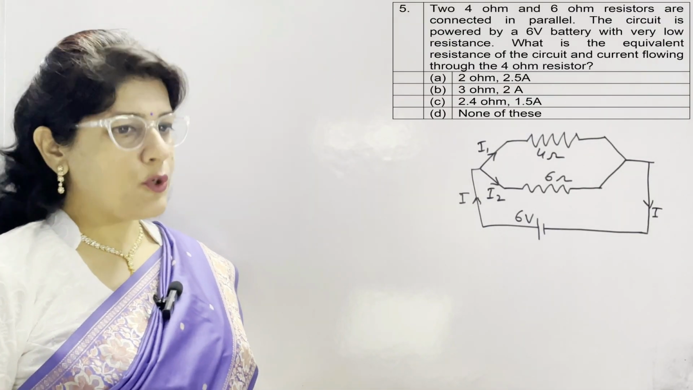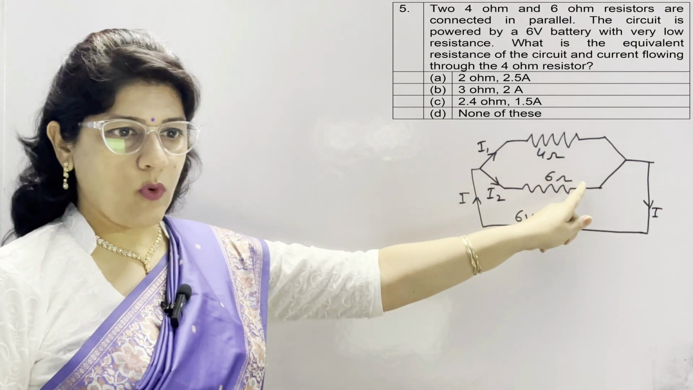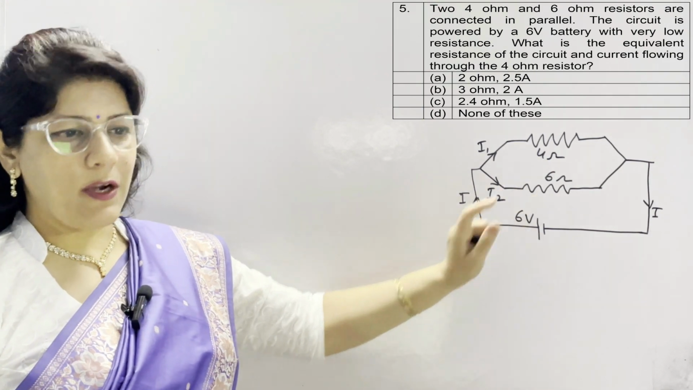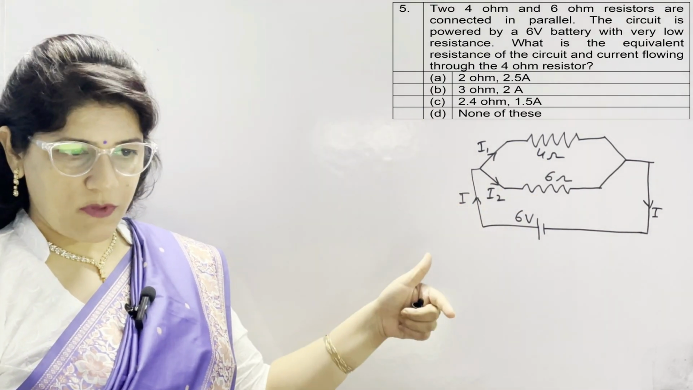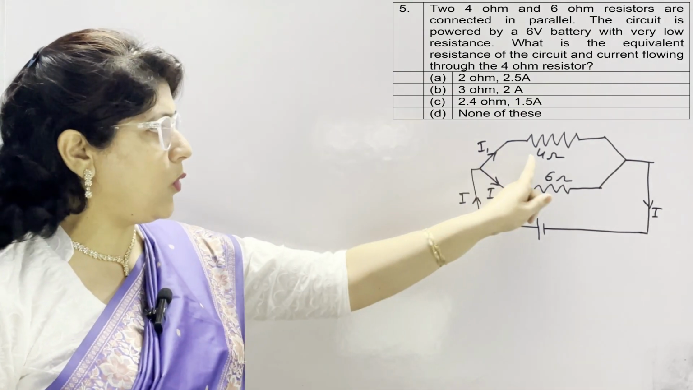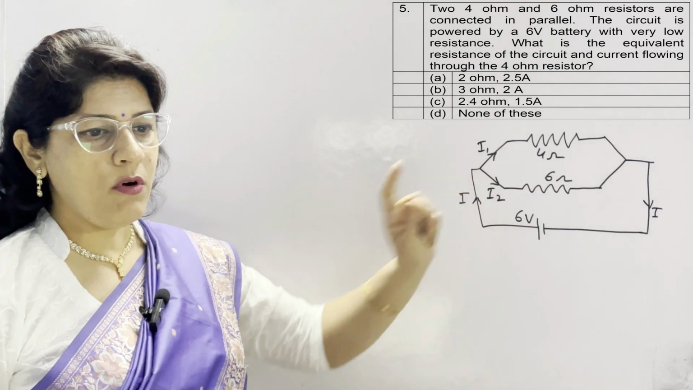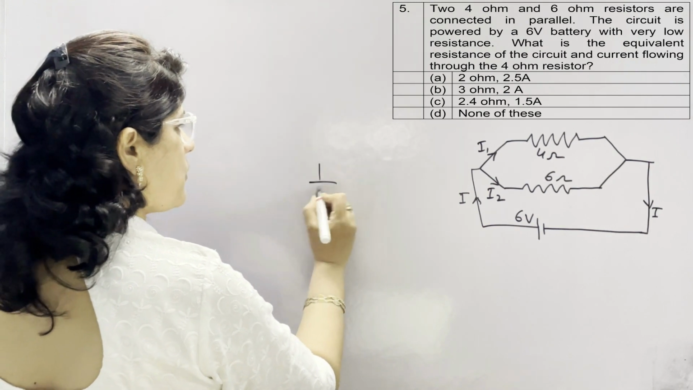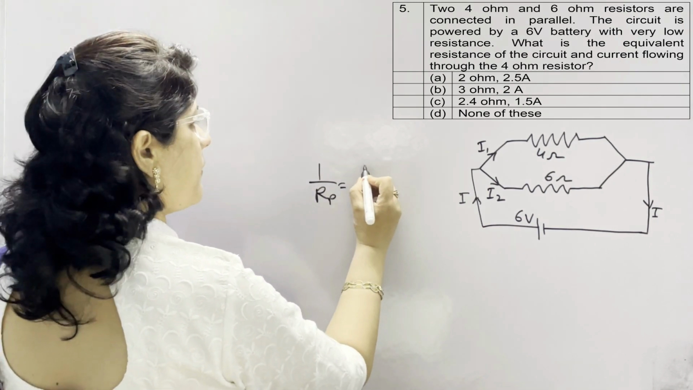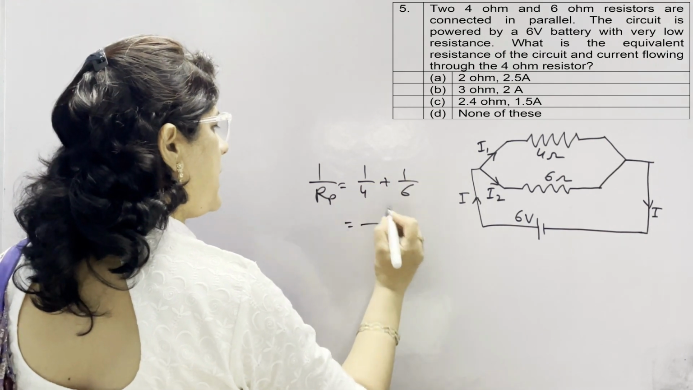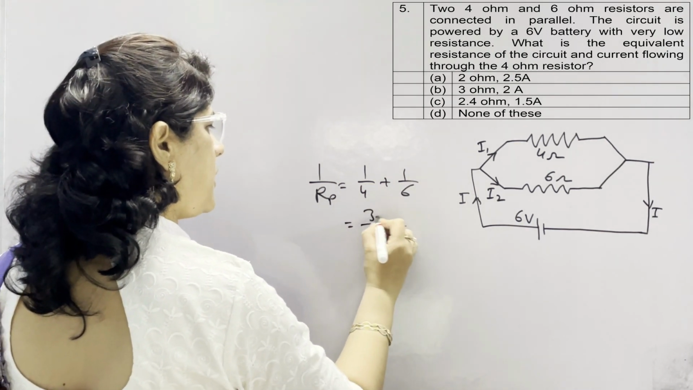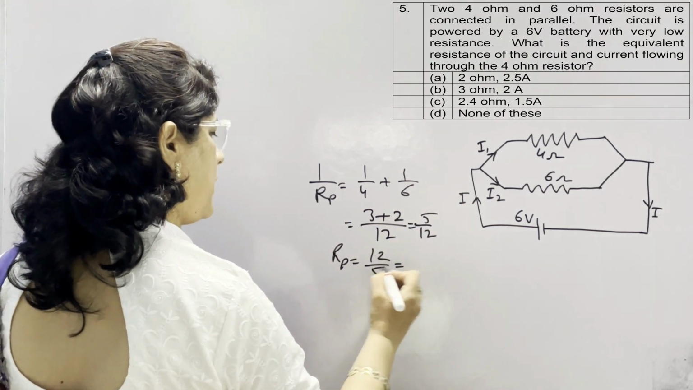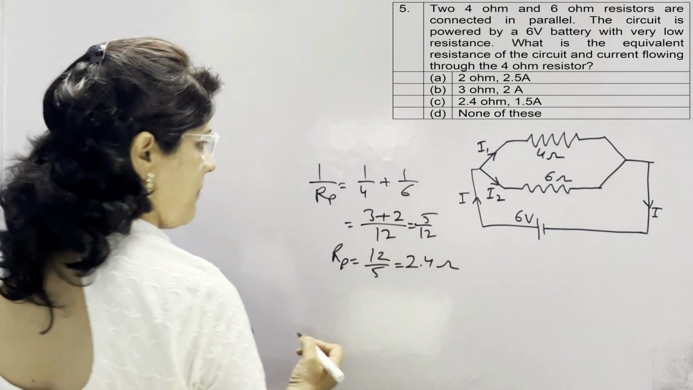In question number 5, 4 ohm and 6 ohm resistors are connected in parallel. The circuit is powered by a 6 volt battery with very low resistance. What is the equivalent resistance of the circuit and the current flowing through the 4 ohm resistor? Current flowing through this means I1 we need to calculate here. So first equivalent resistance, and we know that these are connected in parallel. So 1 upon Rp is equal to 1 upon 4 plus 1 upon 6. LCM is 12, so 3 plus 2. It means 5 upon 12. So parallel resistance is 12 upon 5. It means 2.4 ohm is the parallel resistance.